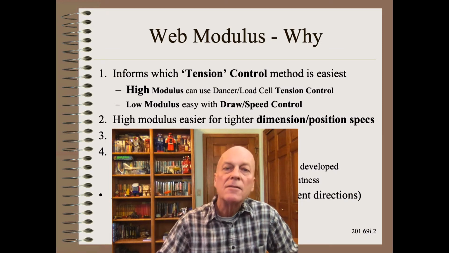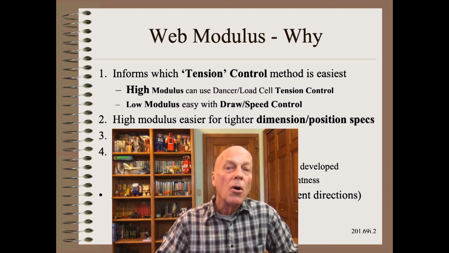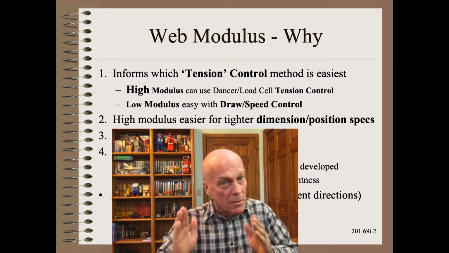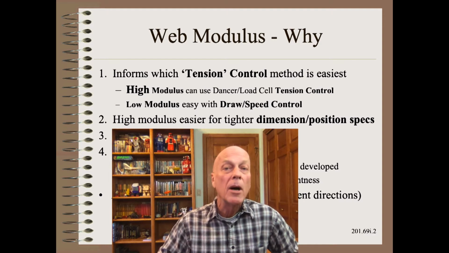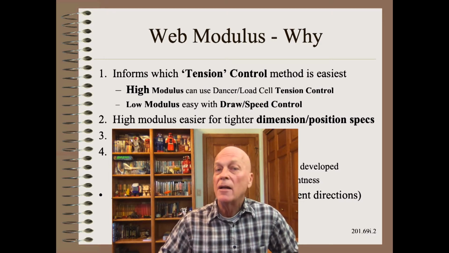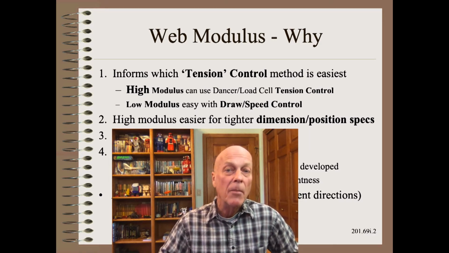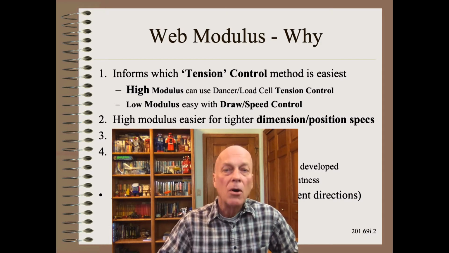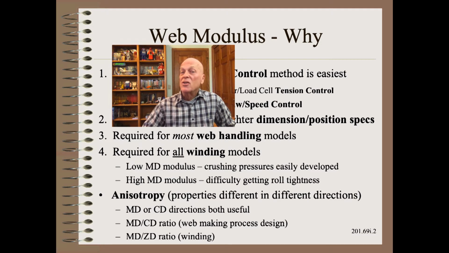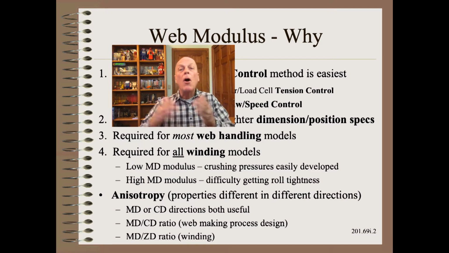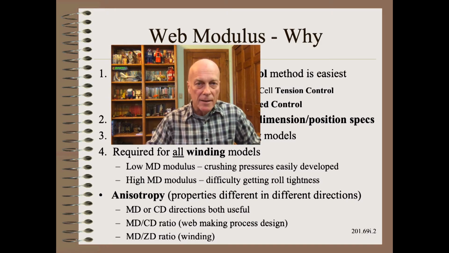Second, if you need tight tolerances for dimensions or positions, this will usually be much easier with high modulus materials. For example, roll or web length or web width tolerances of 1 part in 1,000 are achievable with great care on high modulus materials, while 1 part in 100 would be challenging or even commercially impossible for some low modulus materials.